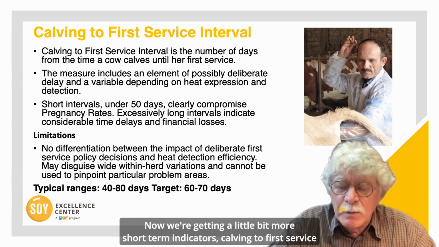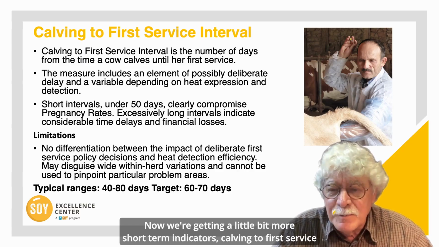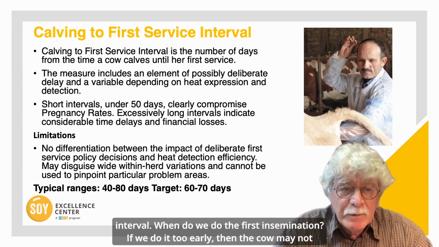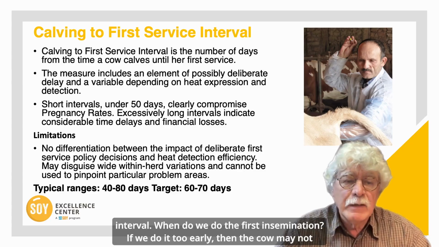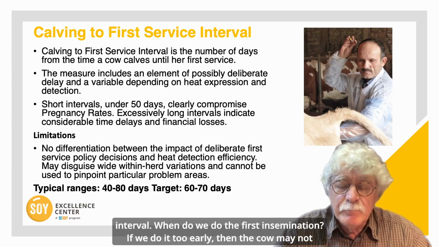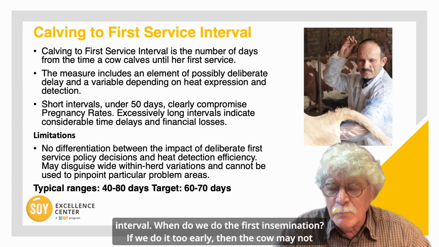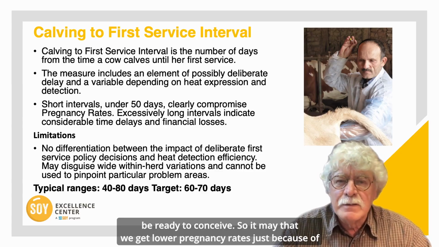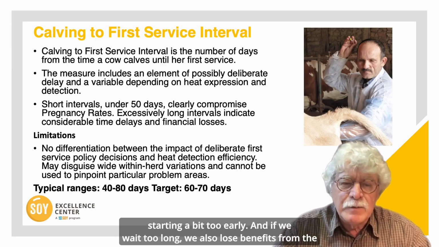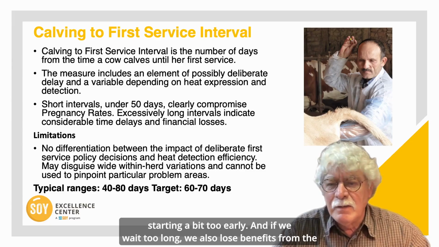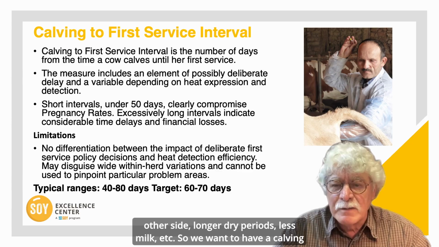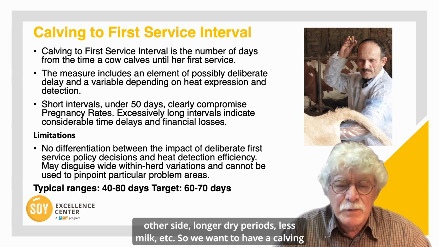Now we're getting a little bit more short-term views. Calving to first service interval. When do we do the first insemination? If we do it too early, then the cow may not be ready to conceive. So it may be that we get lower pregnancy rates just because of starting a bit too early. And if we wait too long, we also lose benefits from the other side, longer dry periods, less milk, etc.